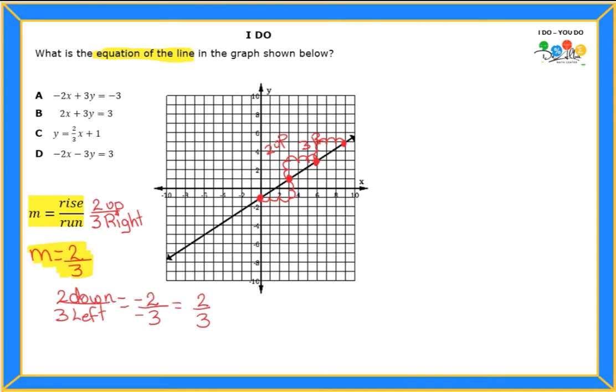So let's continue. I'm going to do 2 down, and then 1, 2, and 3 to the left. Again, 2 down, 1, 2, and 3 to the left. So it's working, right? 2 down, 1, 2, and 3. So all the points that I found, they are all on the line. Okay, so I can see my slope as 2 over 3. So we're good. What about the y-intercept?